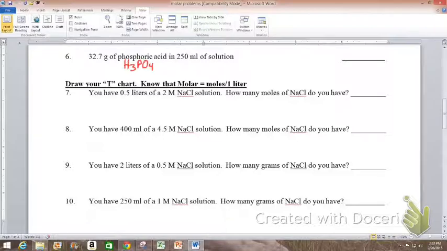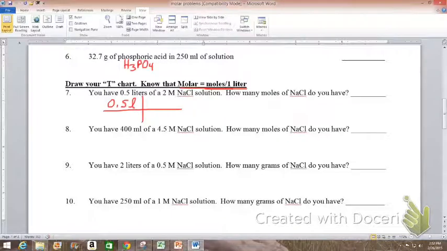Another problem that may come up is that if you're given so many liters of a solution and you know the molarity of it, you'll want to calculate out how many moles you have. So we can do a T-chart on this. The first thing to remember is that a 2 molar solution means 2 moles over 1 liter. This easily goes into a T-chart.